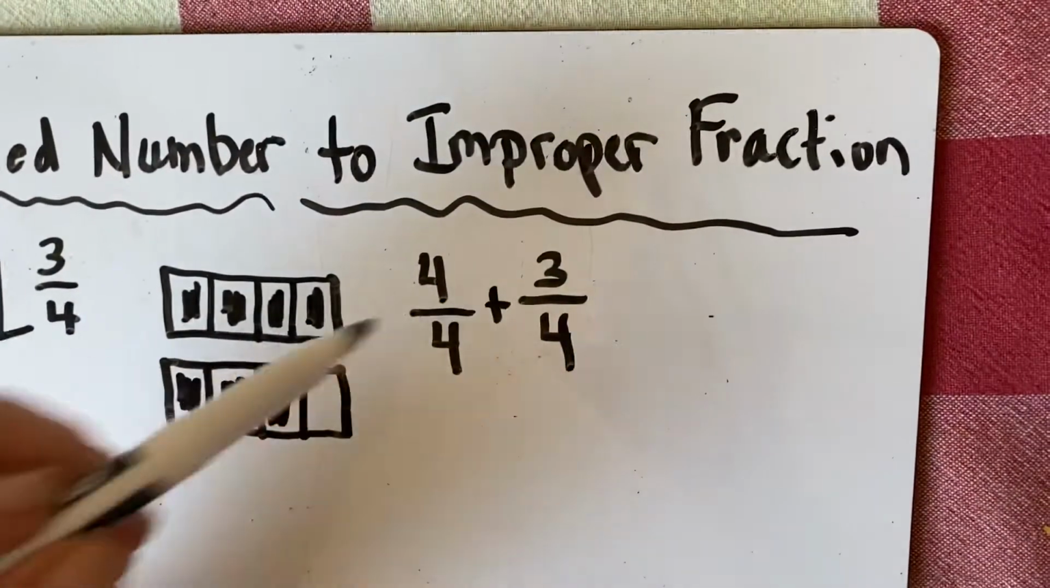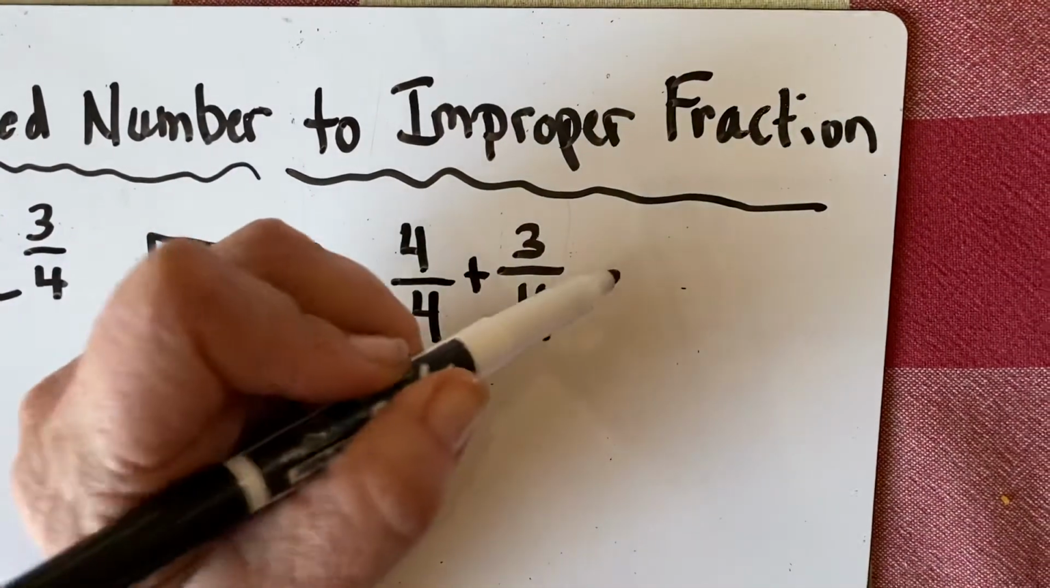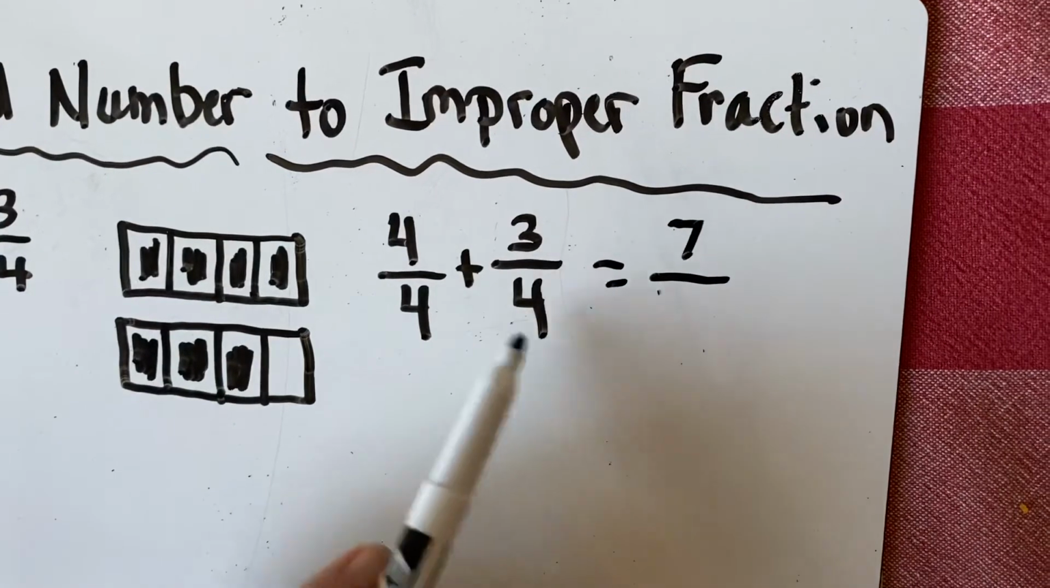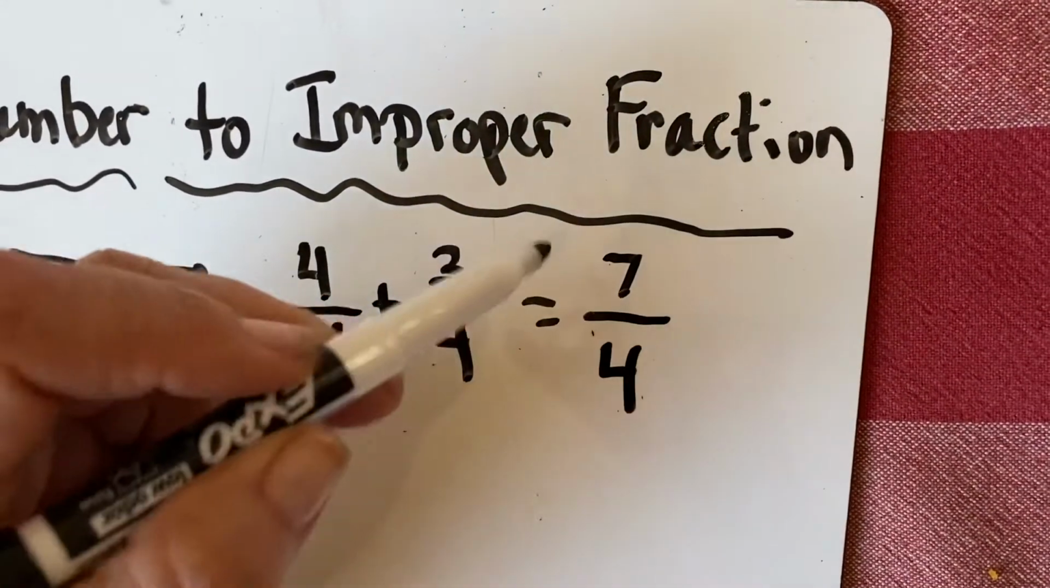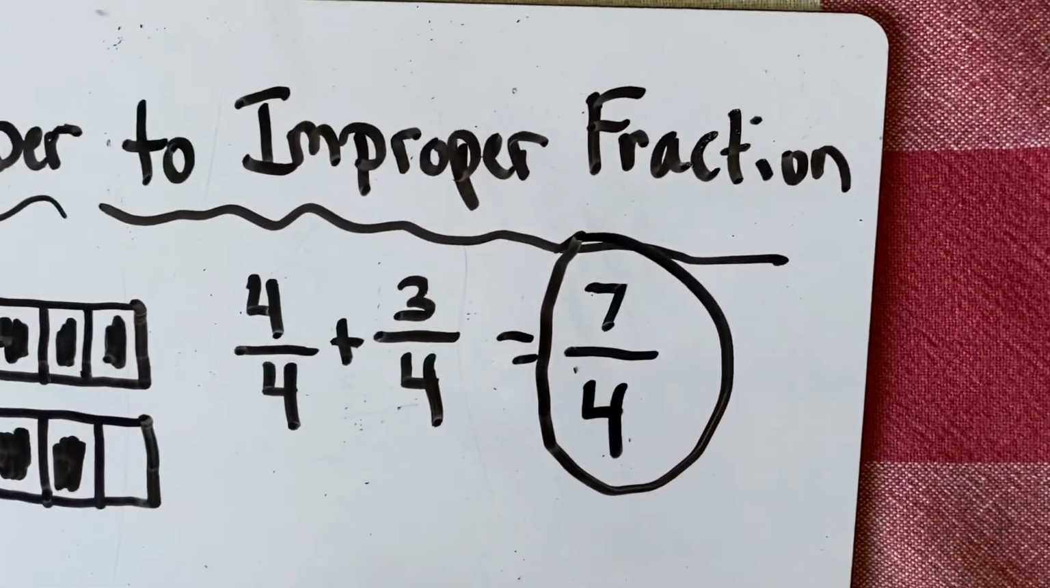And so all I do is add those together. 4 plus 3 is what? Right, 7. That's my new numerator. And remember, my denominator doesn't change. It stays the same. So this is my improper fraction, 7/4. And that's all there is to it.